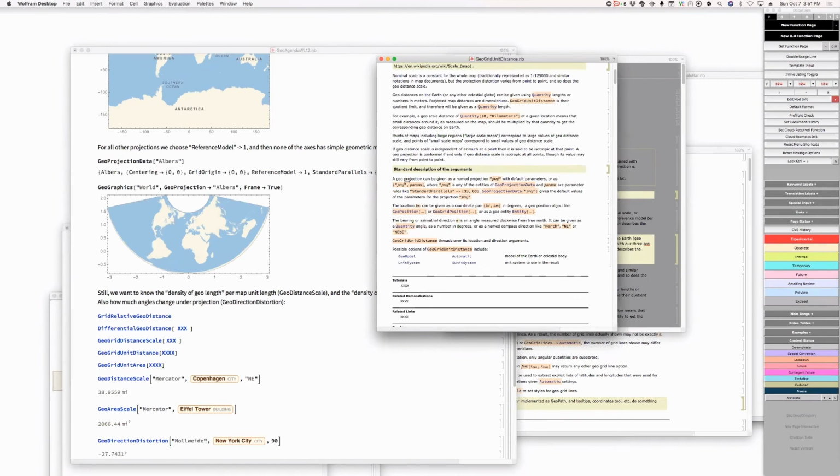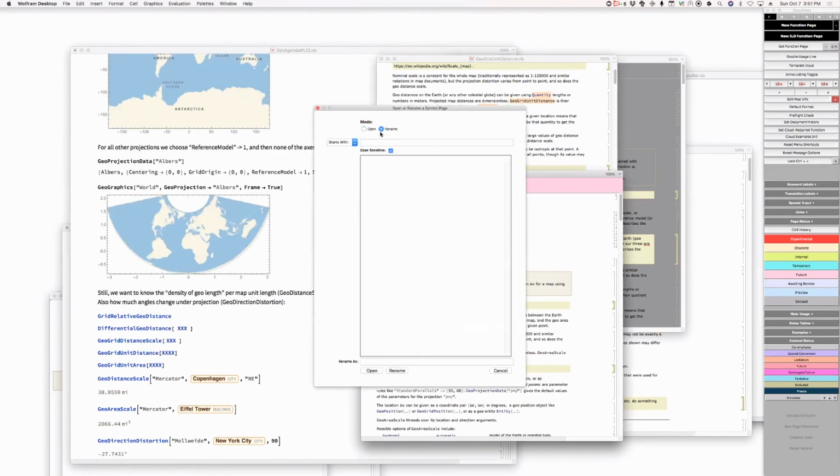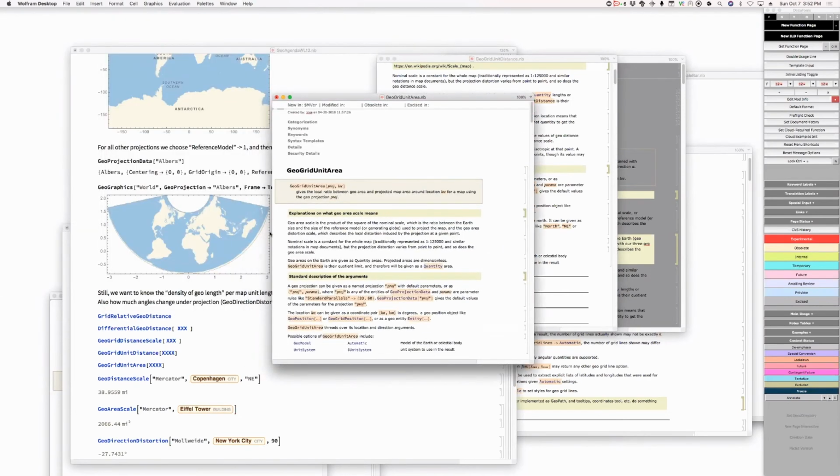Okay, so geogrid unit area. Same deal. Exactly. It's the same thing. What was it called before? Geo area scale. All right. I can also transfer the description. I'm just getting the satisfaction of changing the name. Geogrid unit area. Oh, great. Okay, and defeaturize.